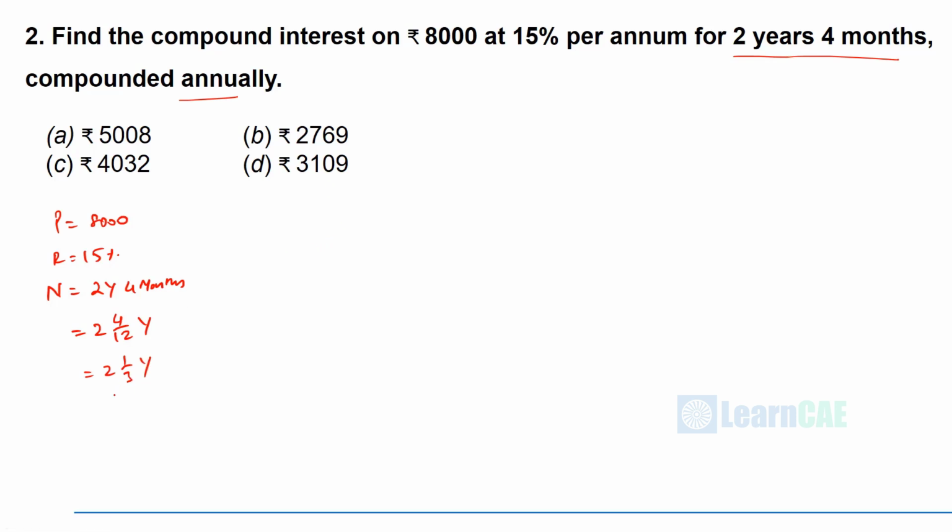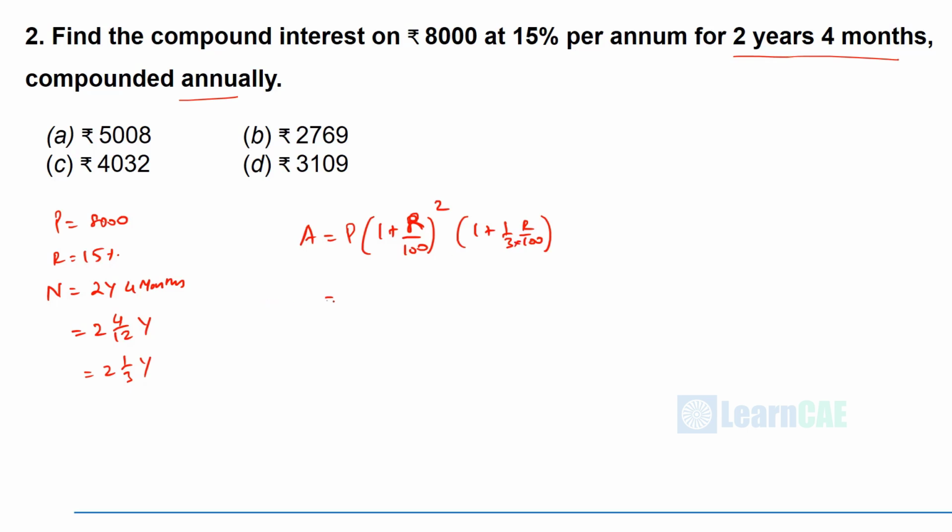You know that when this kind of fraction term is coming in the number of years, we can use the other formula, that is A is equal to principal into (1 plus R by 100) power 2 into (1 plus 1 by 3 into R by 100). That is, for the first 2 years you can use this regular formula, and for the fractional period, that is for 1/3 of the year, you can directly divide the rate of interest by 3 and find out the value.